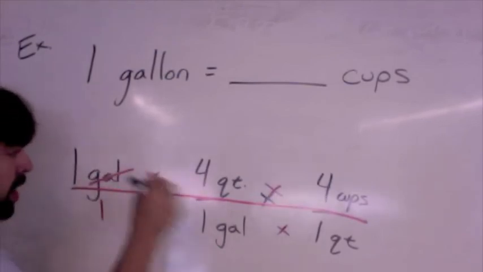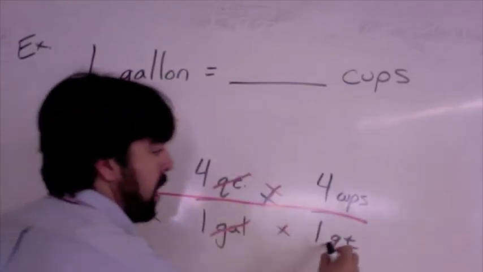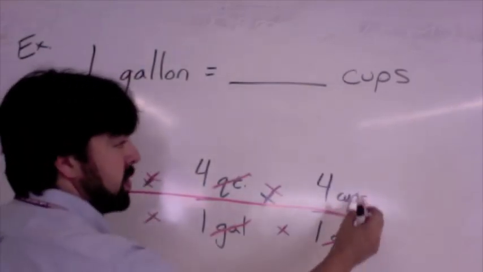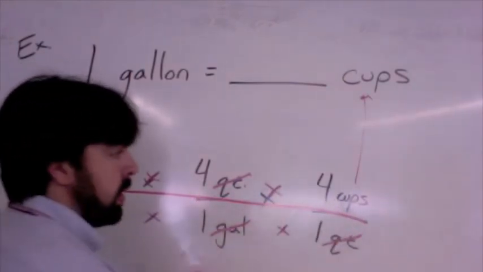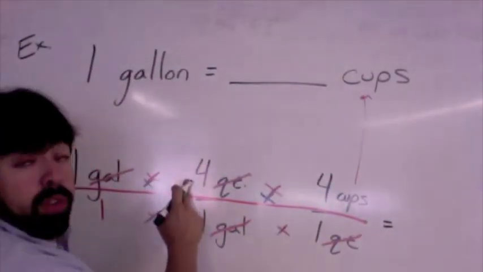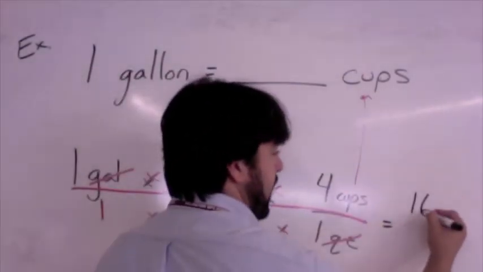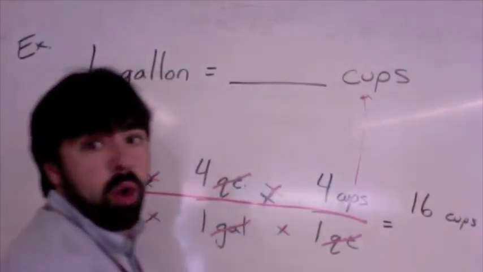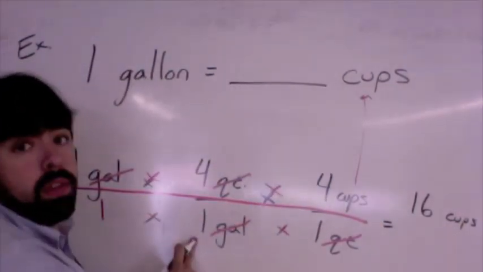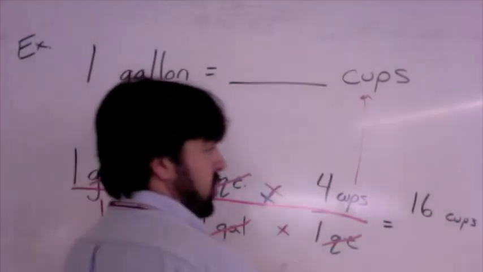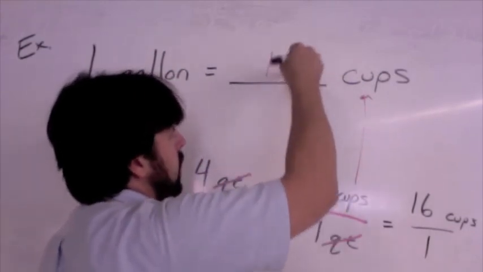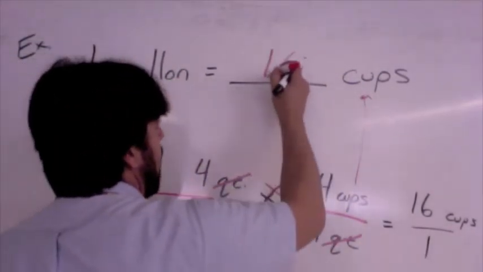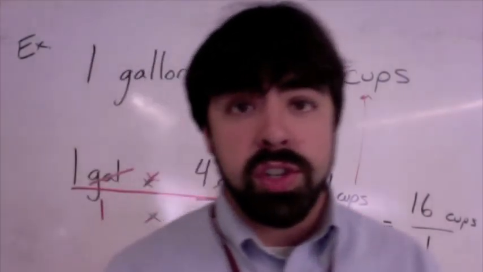Gallons top and bottom, gone, gone. Quarts top and bottom, both gone. We are left with cups, which is what we want. So it becomes 1 times 4 times 4. That's 1 times 4 is 4. 4 times 4 is 16. The cups carry over. 1 times 1 is 1. Times 1 is 1. There's no units. So this is just over 1. So our answer is just 16. And that is another way to do a conversion chain.